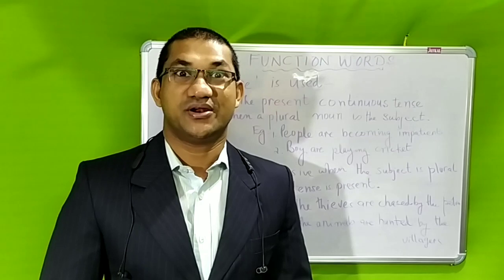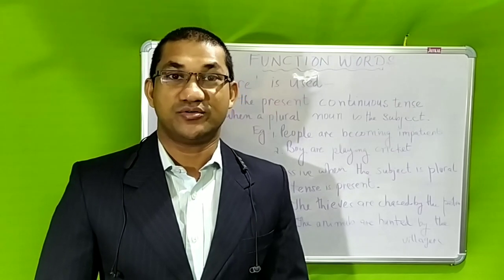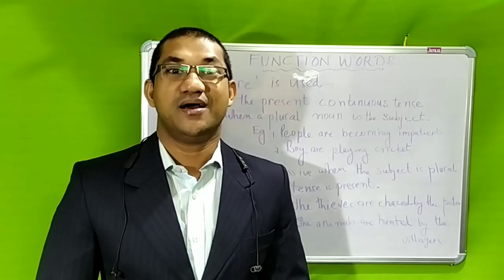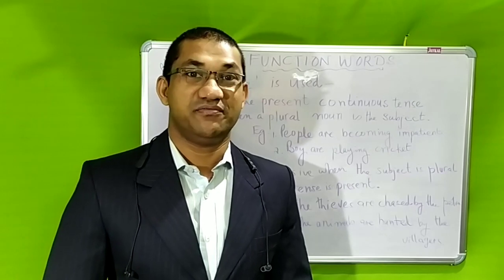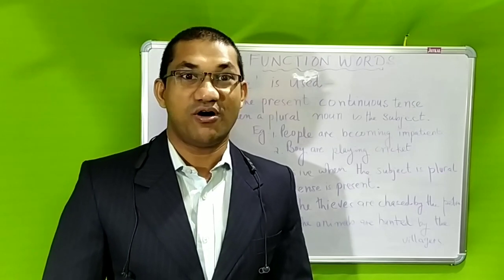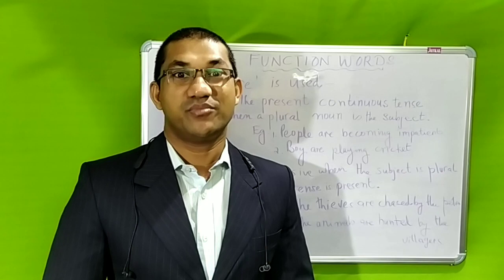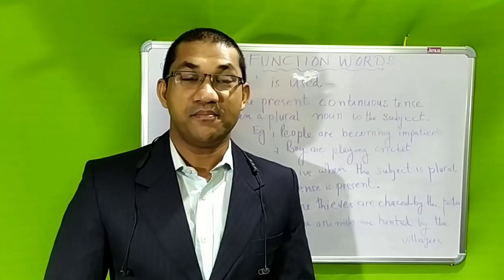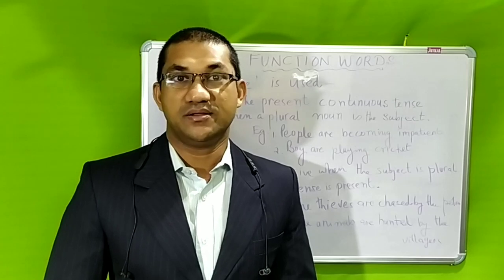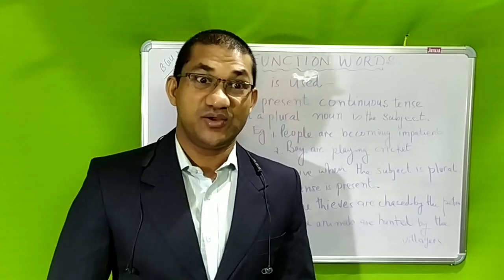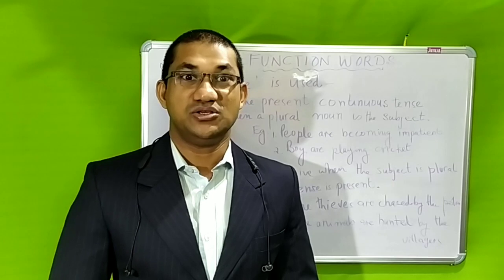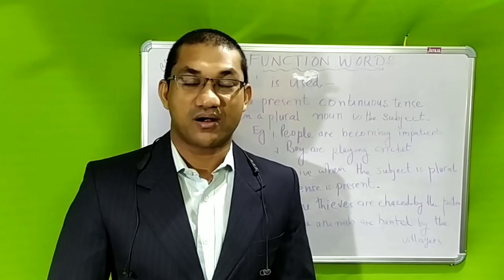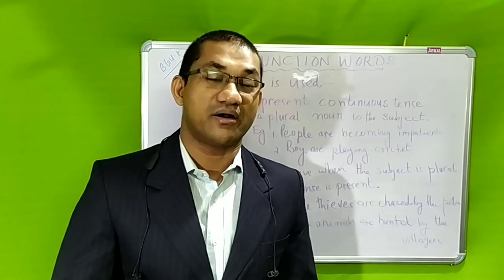We are learning function words and we are discussing auxiliary verbs. Among the auxiliary verbs, we know about the primary auxiliaries, and we are right now learning the different forms of be, the primary auxiliary. We learned the use of am and is in the previous lectures. Today we are discussing the use of are, A-R-E, are.